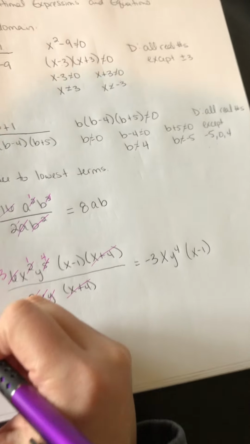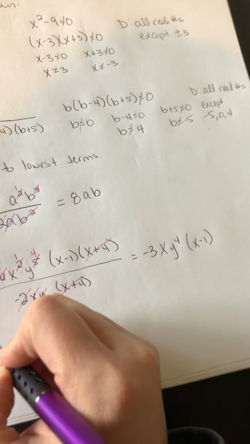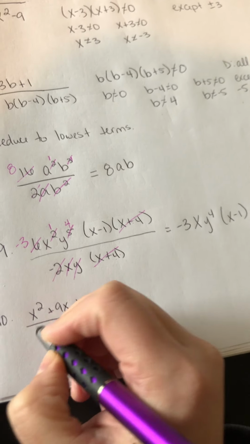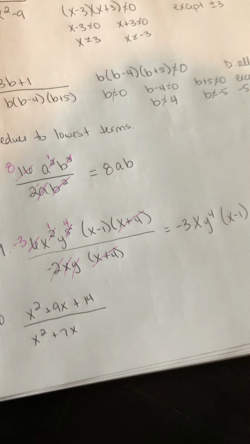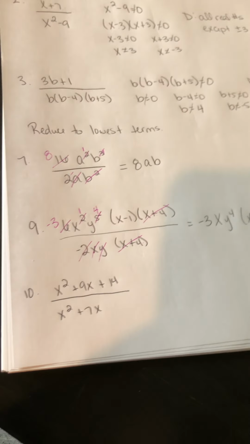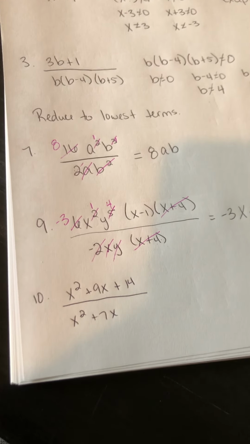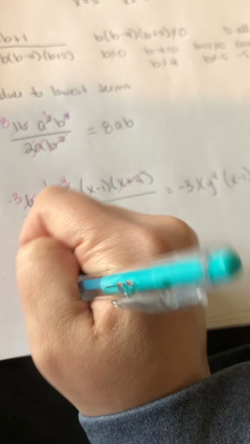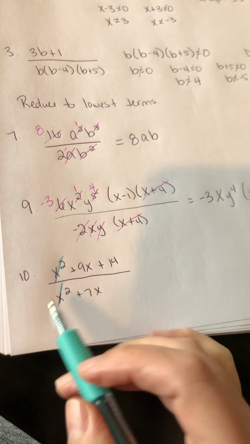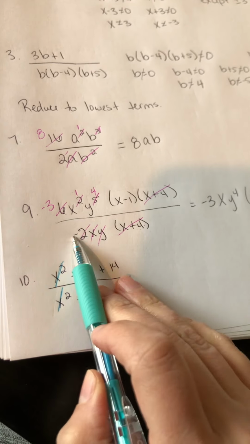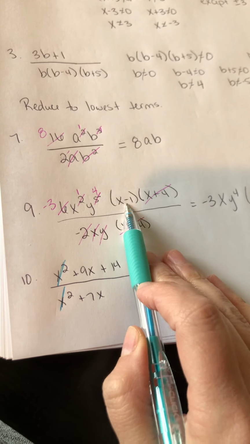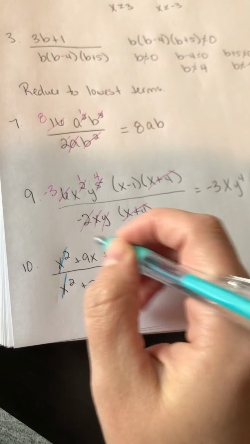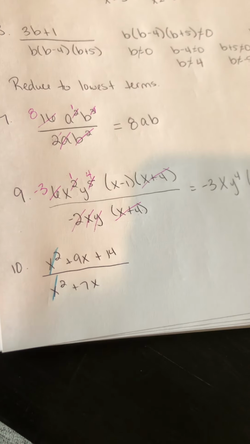For number 10, you have x squared plus 9x plus 14 over x squared plus 7x. So for this one, do not try to go x squared. I'm going to do it with this pen so that we can see it's wrong. That's not true. The only time you can cross out, the reason I can cross these out is because it's products. So x plus 4 times all this stuff, and then x plus 4 times this, you can cross out. You can't cross out when you have addition, so don't do that.